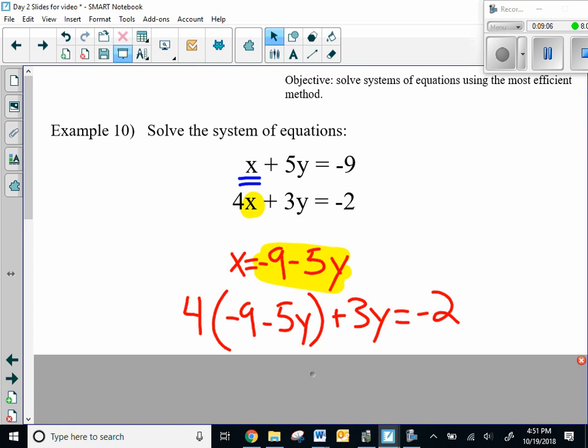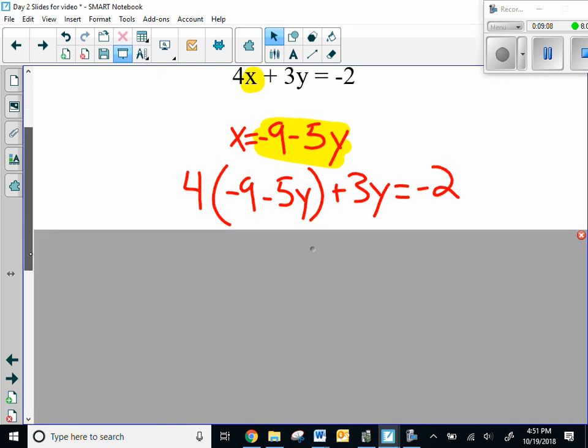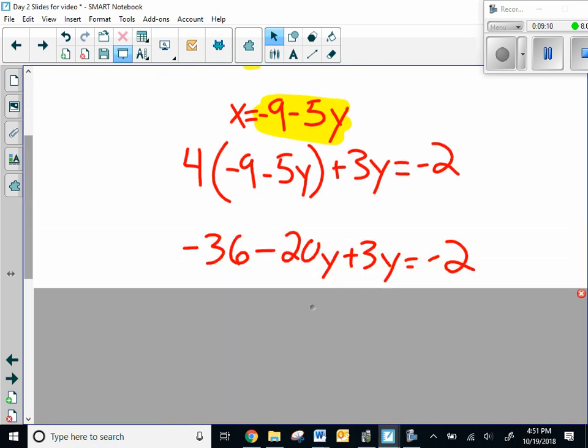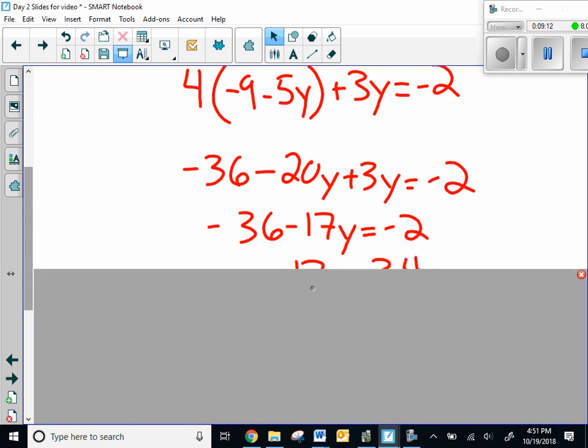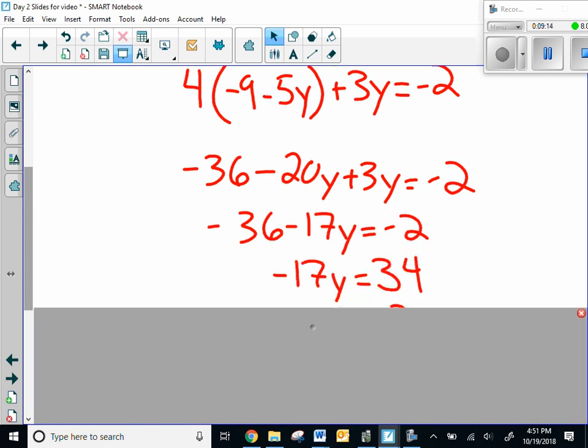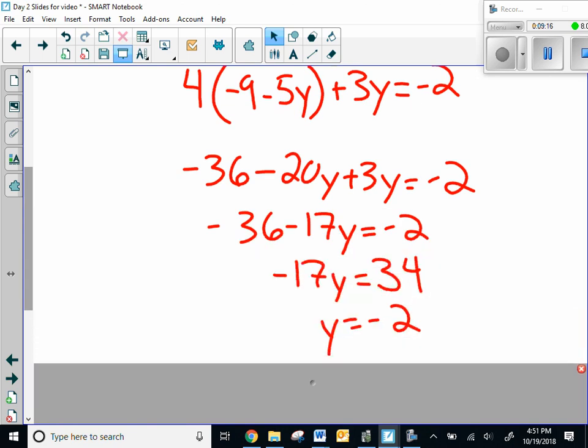Now that it's only one variable, we can solve that. So to solve that, I distributed, I combined like terms, added 36 to both sides, and got the y alone. So we got y equals -2. But we are not done because the answer is a point. Don't forget it's a point. I'm going to keep saying point. Don't forget point.